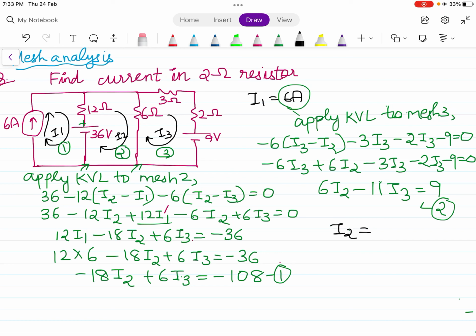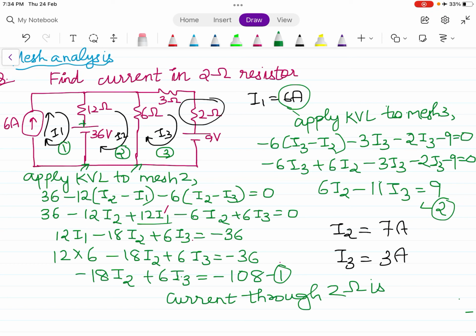So we have two equations and two variables. So I'll say minus 18 and 6 equal to minus 108, 6 and minus 11 equal to 9. So I2 is 7 amperes and I3 is 3 amperes. So current through 2 ohms is I3. So I say current through 2 ohms is I3, which is 3 amperes.